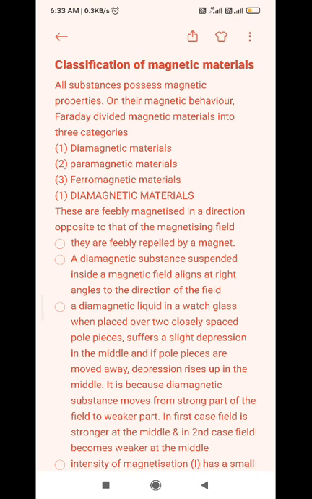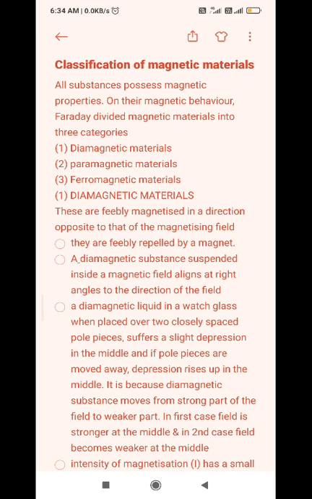As we know, all magnetic substances have magnetic domains, and hence they all possess magnetic properties, or they can be magnetized. Not just iron and steel, but we can magnetize any substance. On the basis of their magnetic behavior, Faraday divided magnetic substances into three categories called diamagnetic materials, paramagnetic materials, and ferromagnetic materials.